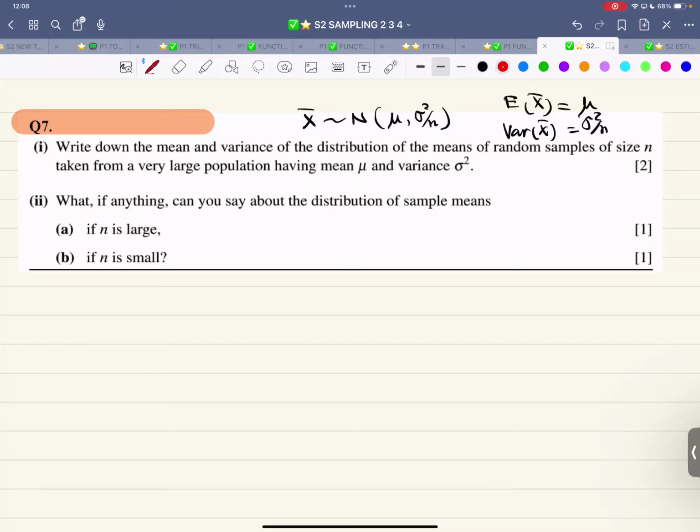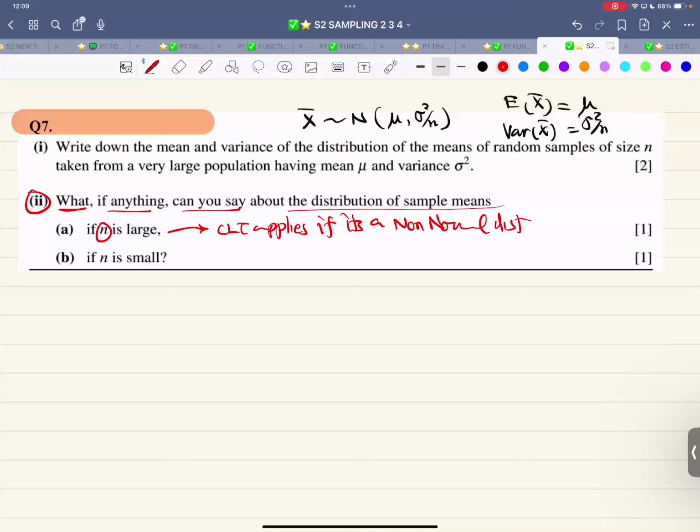Now, let's focus on this part. What, if anything, can you say about the distribution of sample mean if n is large? If n is large, CLT applies if it's a non-normal distribution, and if it's a normal distribution, sample size doesn't make a difference. And if it's a normal distribution, sample size is irrelevant. Do you get the idea?